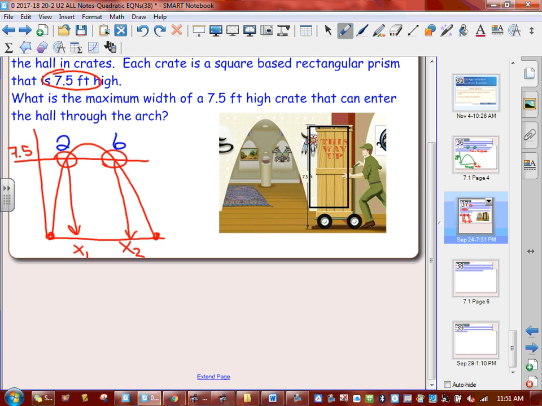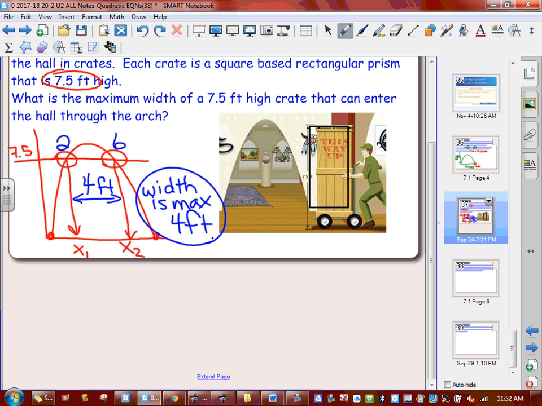And we want to know how wide can that crate be? Well, what is the difference between 2 and 6? 4. So that means from here to here is 4 feet. So the width of the crate can be a maximum of 4 feet. Maximum 4 feet.